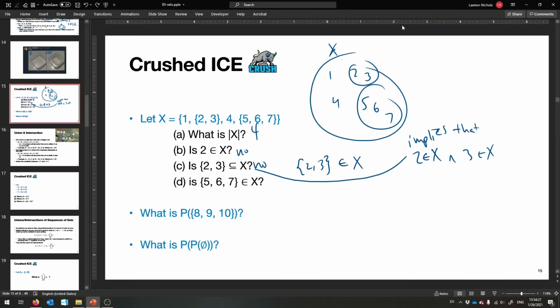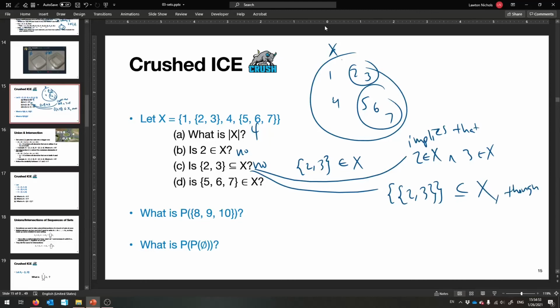Okay? It would be true if you wrapped around more braces, because then this is one element and it's there. So that's really, really hard to think about, and I understand. That's why I'm giving you this example. So this was kind of a trick question, I guess. The set containing the set {2, 3} is in fact a subset of X.